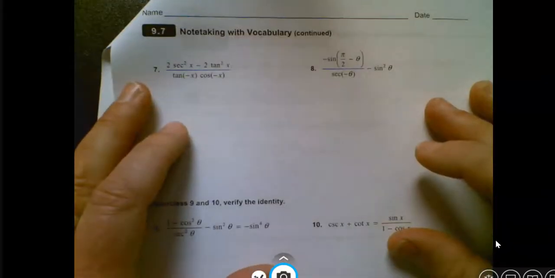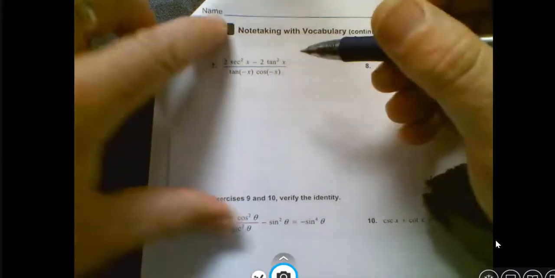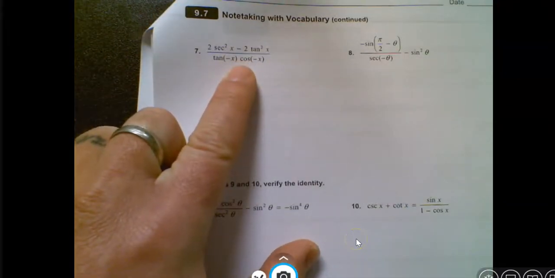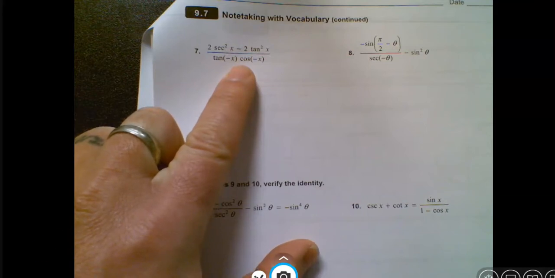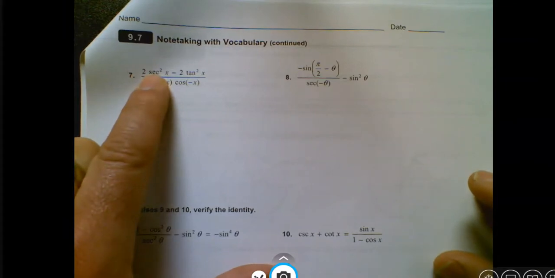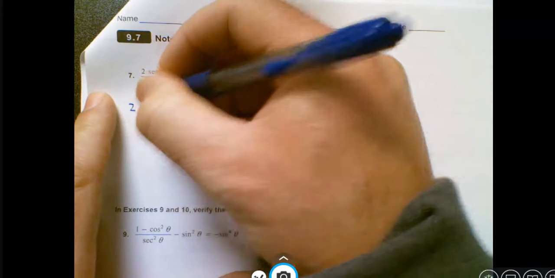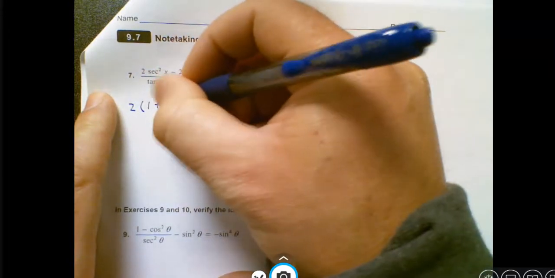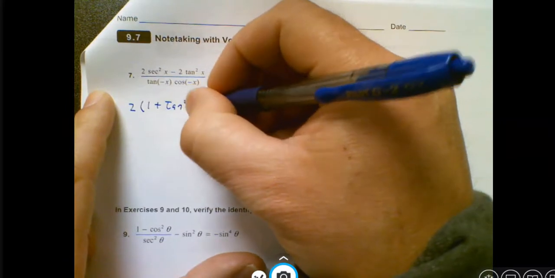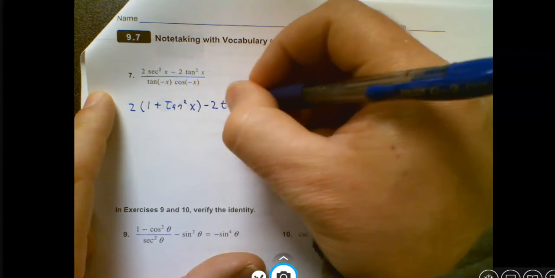Again, with some of the more complicated ones, just in the interest of time, let me work through just this one right here. We did look at a couple other Pythagorean theorem identities back there. And one of those was that secant squared is equal to 1 plus tangent squared. So I can replace my secant squared with 1 plus tangent squared. And I'm just going to rewrite the rest of it here real quick.